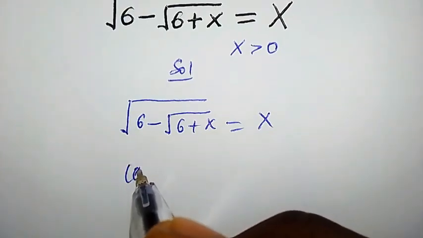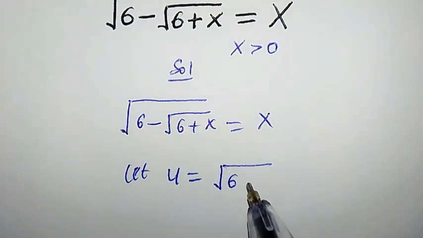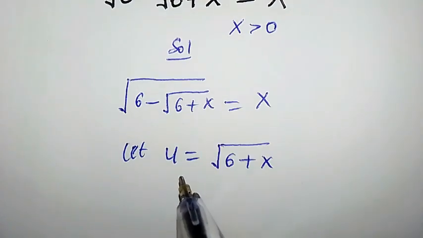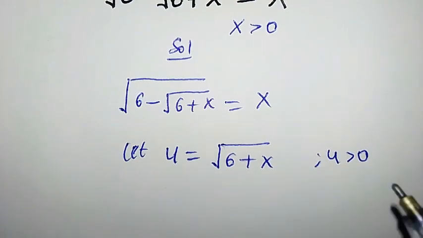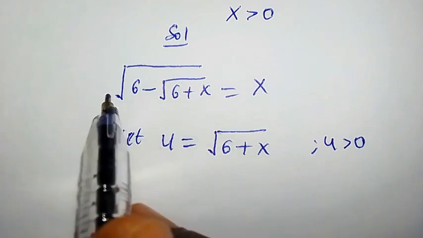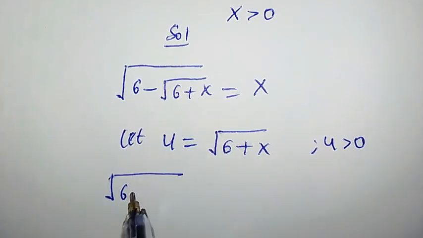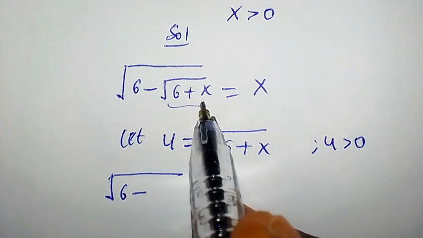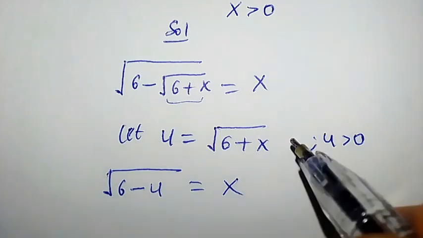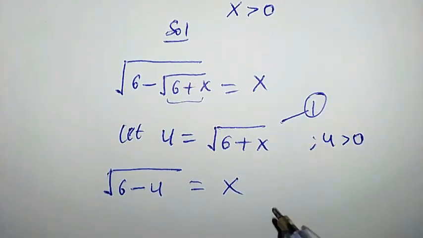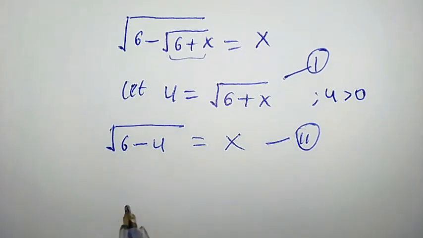First, let u equal to this guy, square root of 6 plus x. And also, the condition for u is that u is greater than 0. So let's proceed further. From this line, we're going to have square root of 6 minus, what is square root of 6 plus x? That is u, equal to x. Let's call this equation 1 and let us call this equation 2. We will now take it one by one.